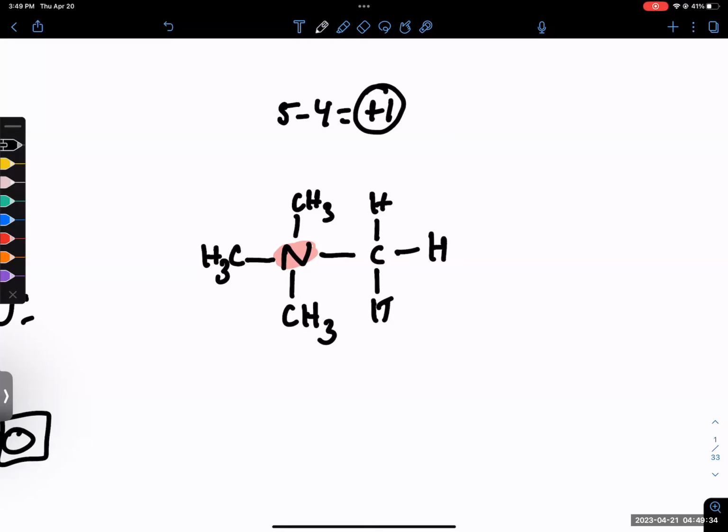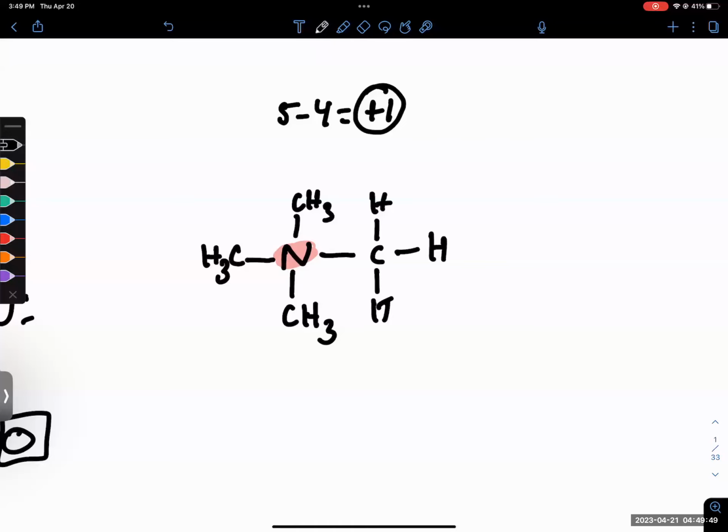Wow, yours is way easier than what I'm on. It was like writing out valence electrons and then subtracting things. Yeah. No, that's too complicated. Work smarter, not harder.